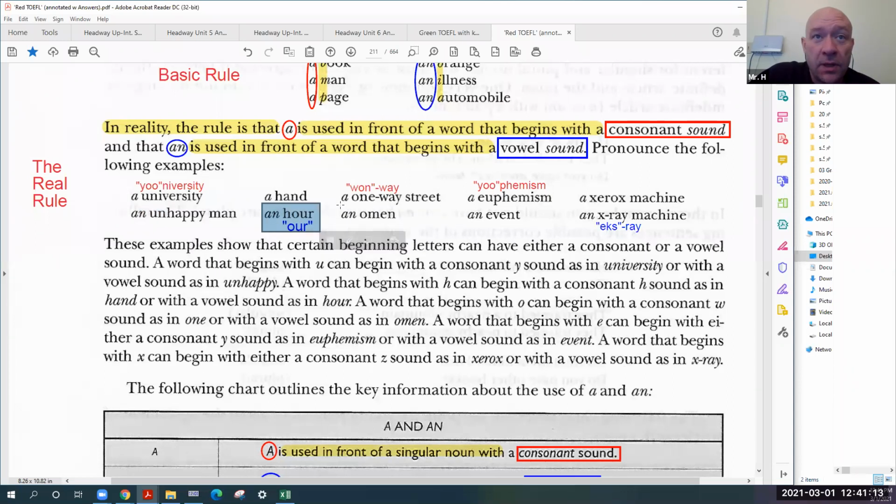Ayat. Do the one below first. Omen. Why do we use an?